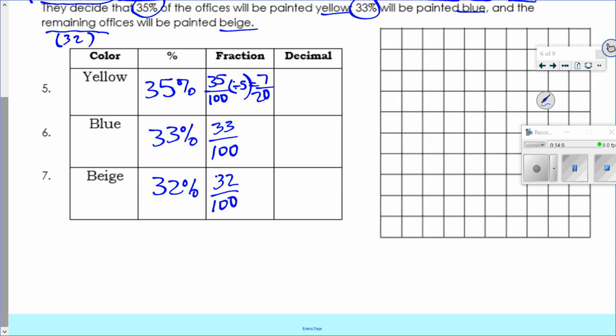Can I simplify it by what, Irene? Divide by 4. And that gives me 8 over 25. Okay. If we did it but we erased it, we won't get credit for it, will we? No. All right, my decimal.